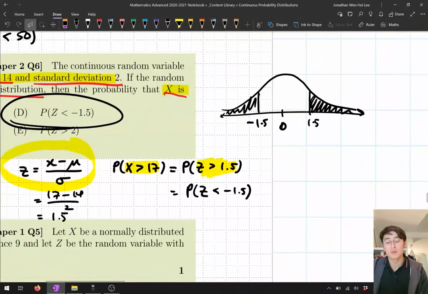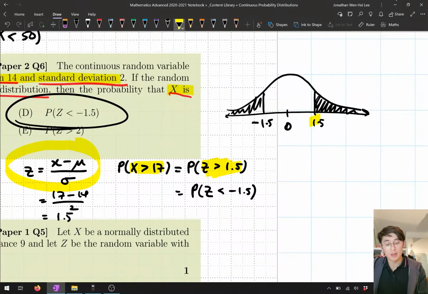And so what we had to do was use symmetry. If z is bigger than 1.5, it's this area over here, which is equivalent to the opposite area on the other end. So z is less than negative 1.5 z-scores below.